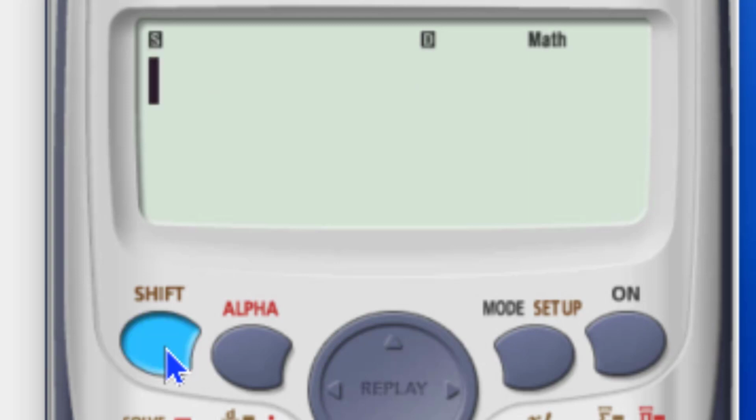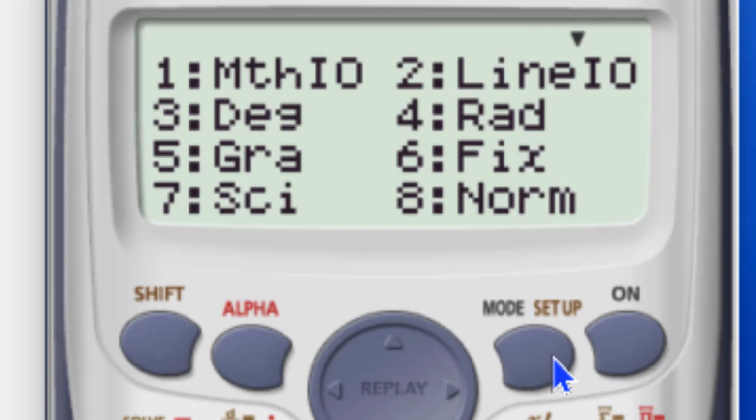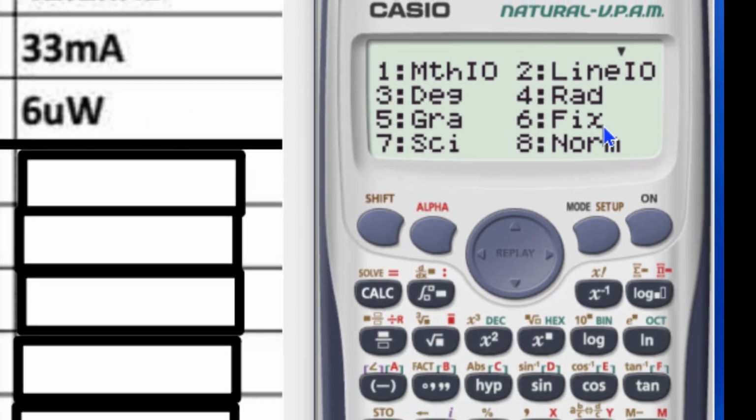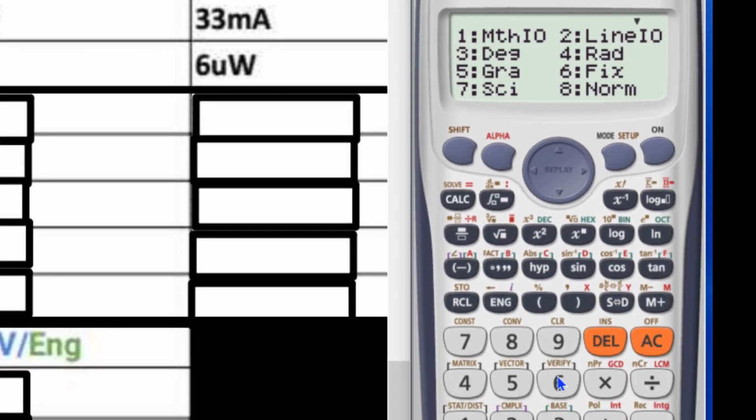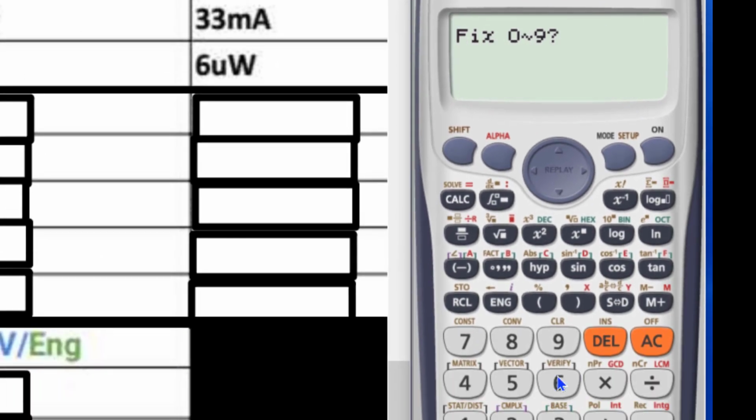All right, next I'm going to hit the shift button. I'm going to hit the mode setup button one more time. And right here, number 6, it says fix. Well, that stands for fixed decimal places. How many decimal places do you want to display? And to be honest with you, I'm going to hit number 6 to go into that function, and I'm going to hit number 9 just to go with the maximum number of decimal points. Now, a lot of times that's going to give you a bunch of zeros behind the decimal place. You just have to disregard some of those zeros and understand what the number is that you're looking at.